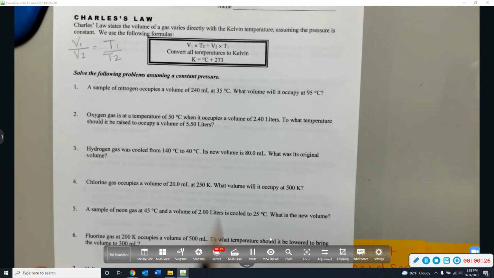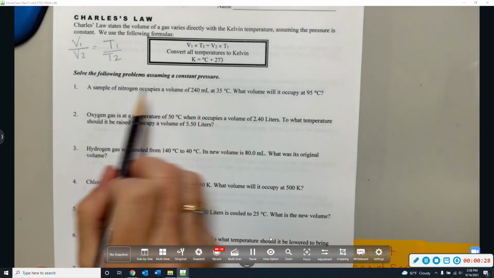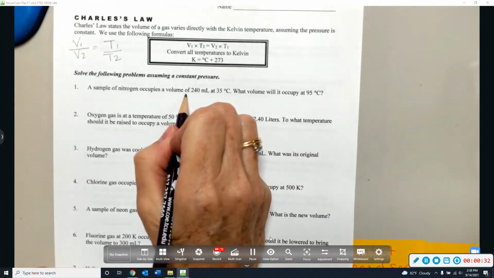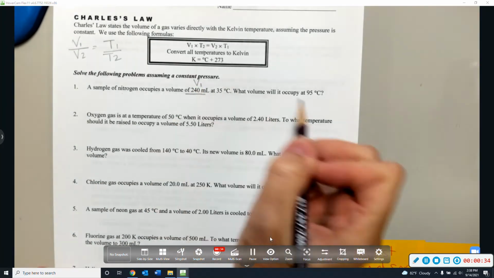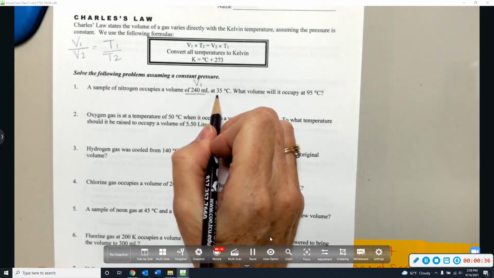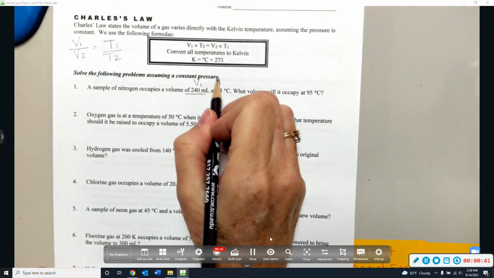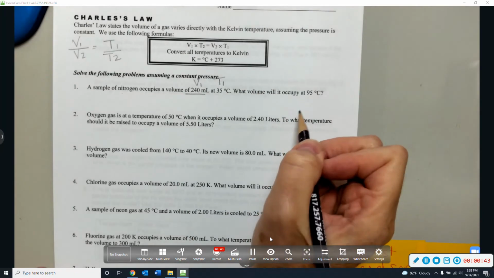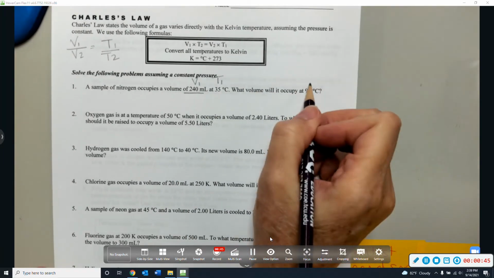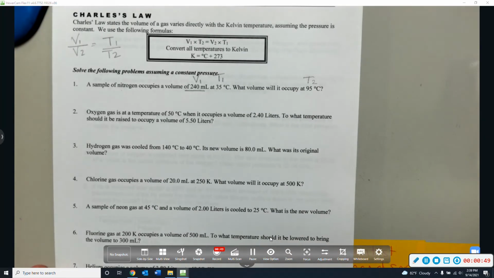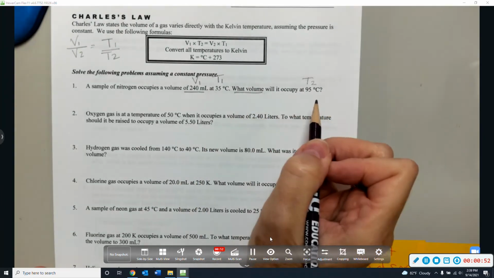All right, so again, let's pick out our variables. A sample of oxygen or nitrogen occupies a volume of 240 mL. So there's V1. At 35 degrees Celsius, which is T1. What volume will it occupy at 95 degrees Celsius, which is T2? Okay, so what we don't know is V2.